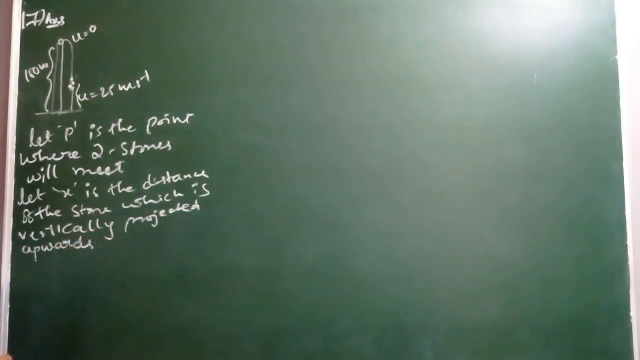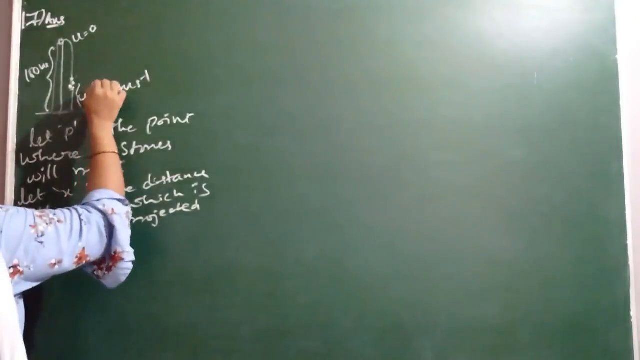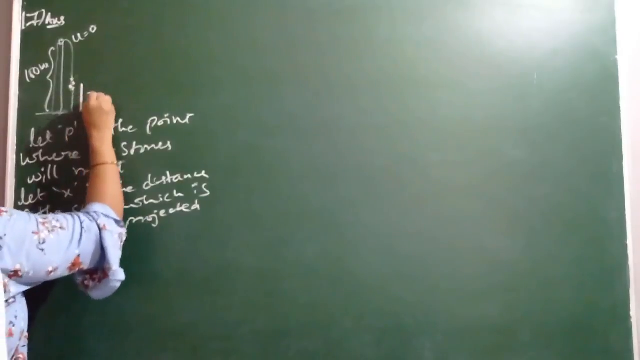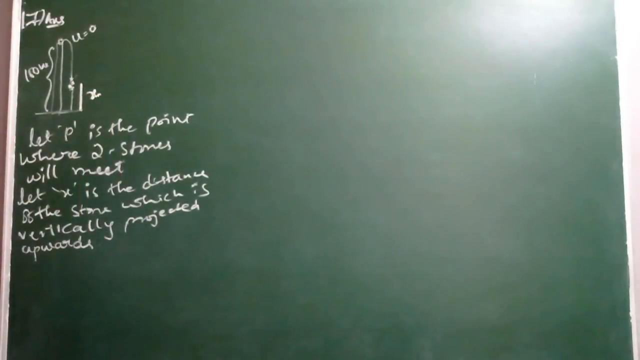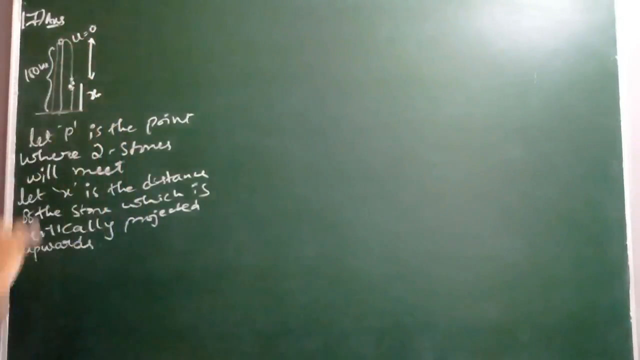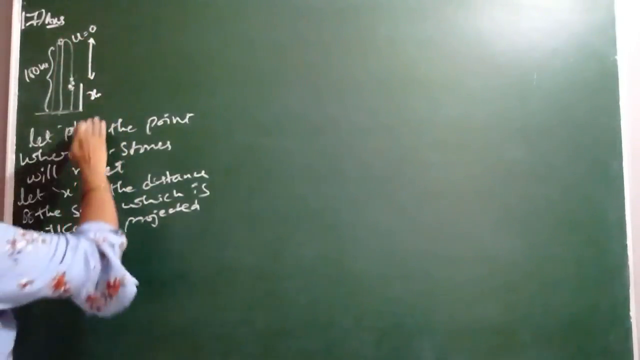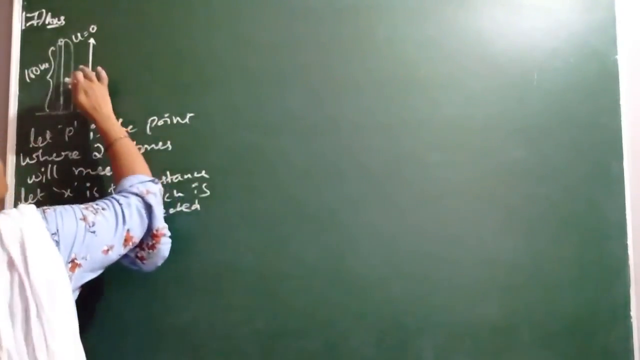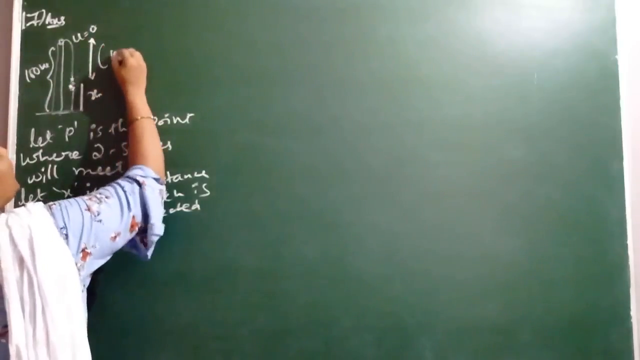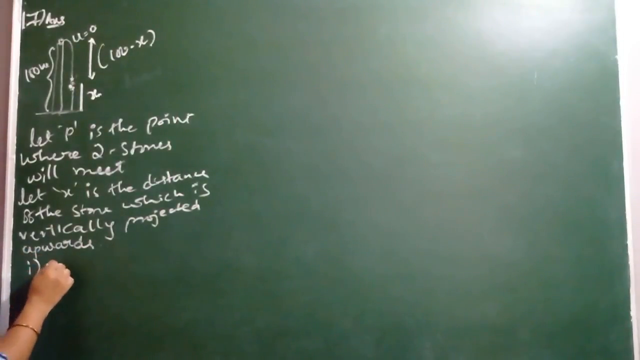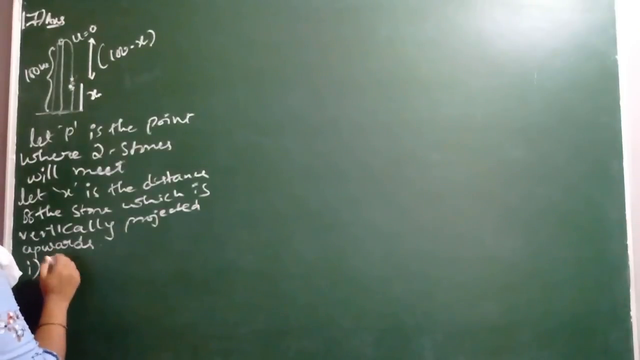Isn't it, children? So, what is this now? Better I'll erase this. Now, this will become x. X is the distance. And this distance is what? The entire height is what? 100. So, we don't know the unknown value. Let us say it is x. So, from this point up, let us take the height as 100 minus x.